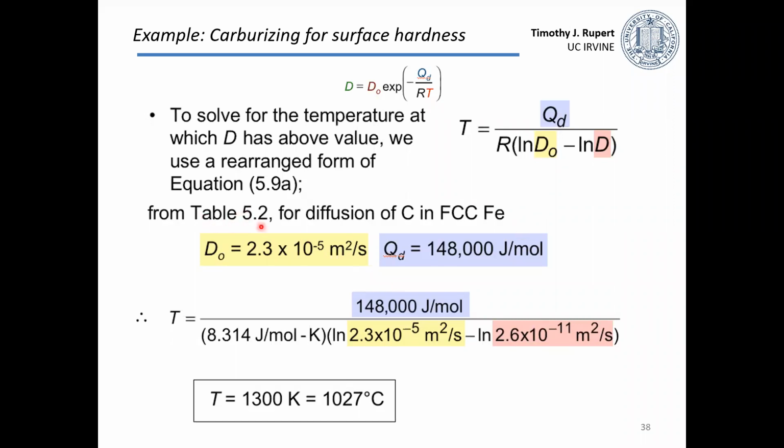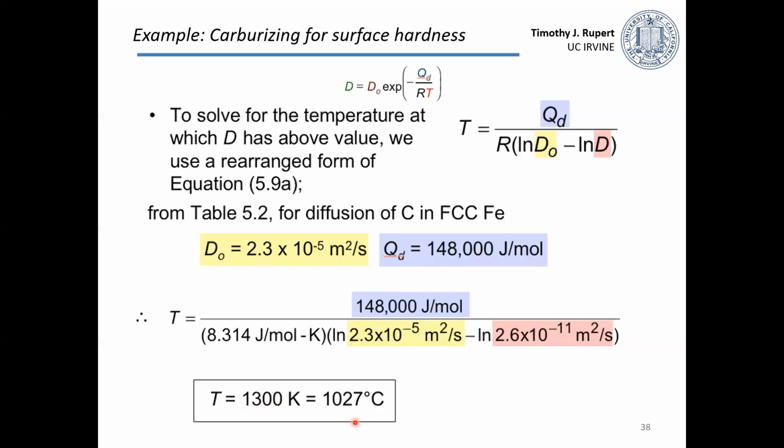I'm going to take it from table 5.2 in your book on page 131. So what you find is that your D naught for carbon in iron is 2.3 times 10 to the minus 5 meters squared per second. And your activation energy is 148,000 joules per mole. So I can plug that in. I can find that my temperature is 1300. If I pay careful attention to all my units in here, I will notice that that is Kelvin. And that tells me that this heat treatment happens at 1027 degrees Celsius.